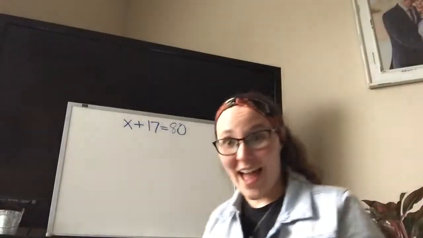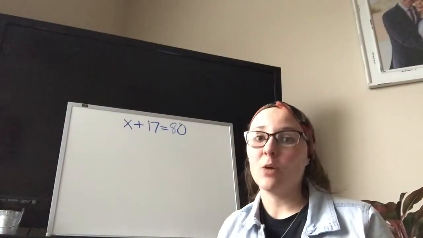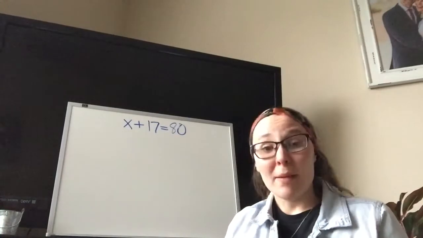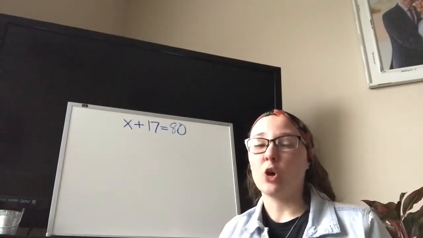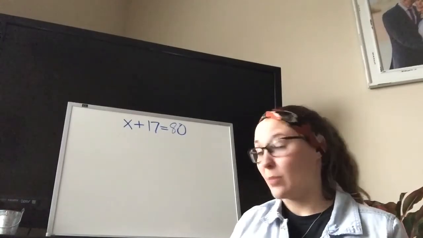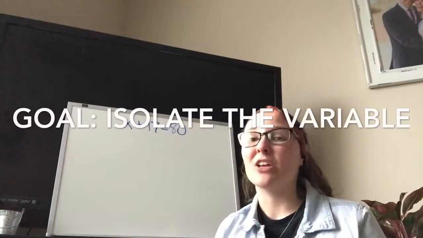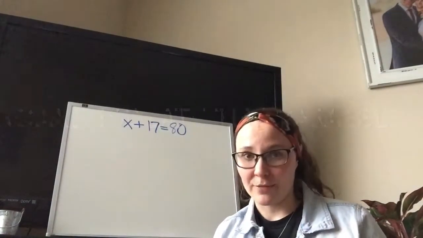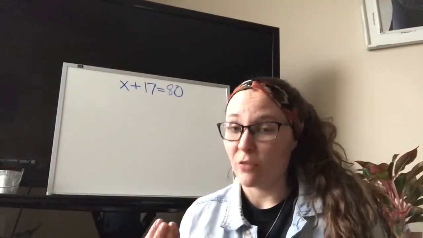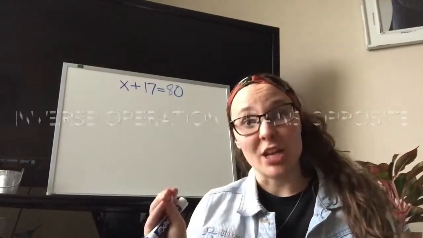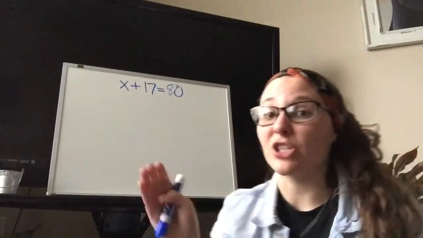Let's go. Okay, this is going to be our first equation of the day. X plus 17 equals 80. If you remember from my last video, we talked about how the goal in solving an equation is isolating our variable. Our variable is x, and isolating is a fancy way of saying we want to make sure that x is all by itself. So in order to get x by itself, we need to do the inverse operation of what we were given. Inverse operation means the opposite of the operation you were given, because inverse operations cancel out.